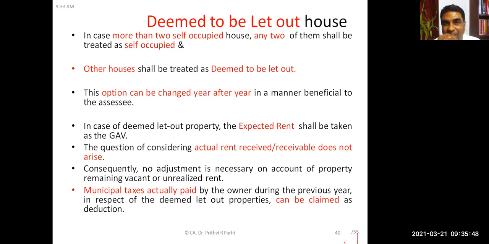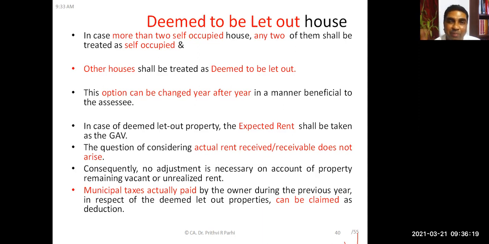Right. Now we'll be learning one kind of house, that is the deemed to be let out house. What is a deemed to be let out house? I had told you, but again I'm repeating this. In case of more than 2 self-occupied houses, let us assume the assessee is having 5 self-occupied houses. All are self-occupied. Then any 2 of them shall be treated as self-occupied. And what about the others?